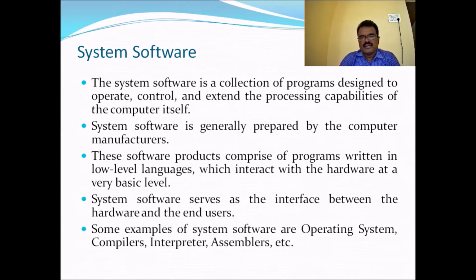System software serves as the interface between the hardware and the end users. Some examples of system software are operating system, compilers, interpreters, assemblers, and etc. So these system software like operating system, compilers, interpreters, or assemblers are used to maintain the system. So extend the processing capacity, everything can be functional, everything can be controlled by this system software. So the best example for a system software is operating system, which is used to maintain the computer.